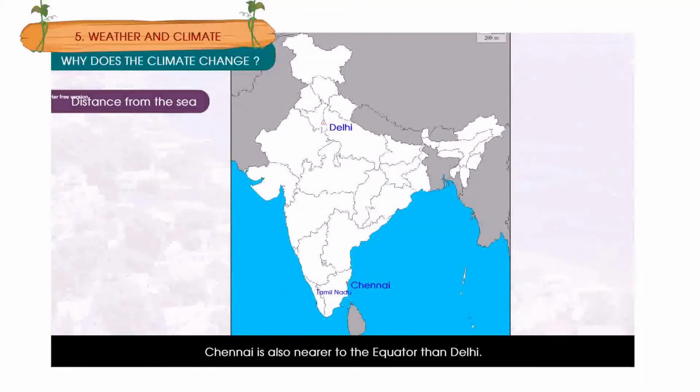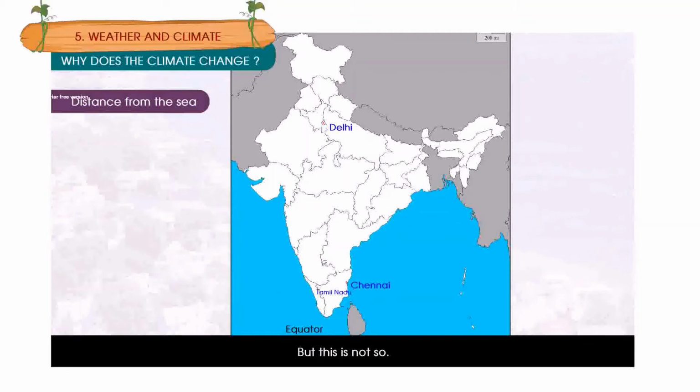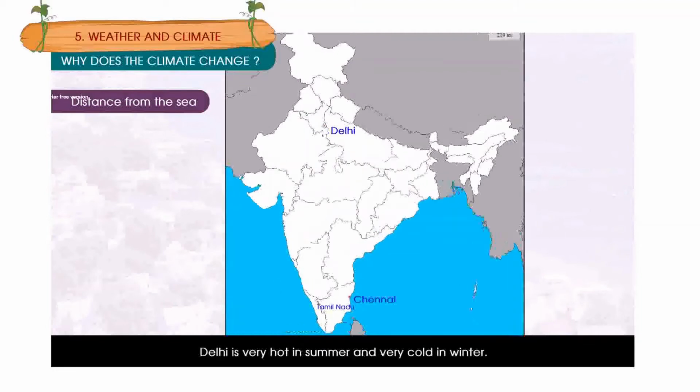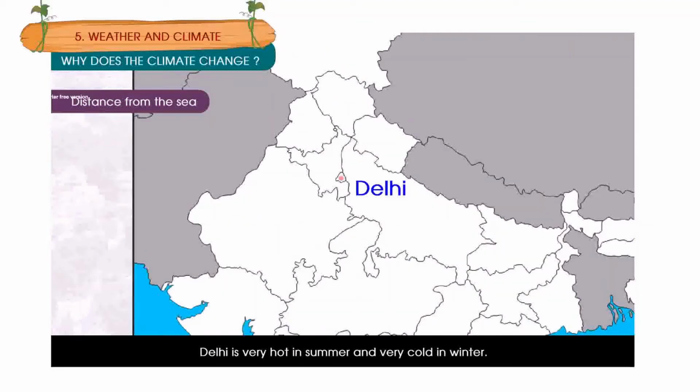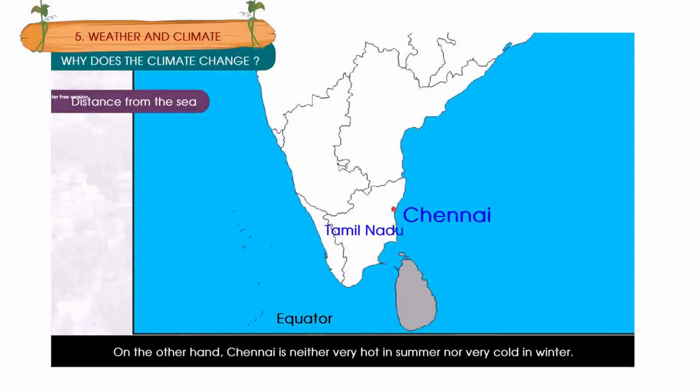Chennai is also nearer to the equator than Delhi. As we know, places near the equator have higher temperature than those away from it. Thus, during summer, Chennai should be hotter than Delhi. But this is not so. Delhi is very hot in summer and very cold in winter. On the other hand, Chennai is neither very hot in summer nor very cold in winter.